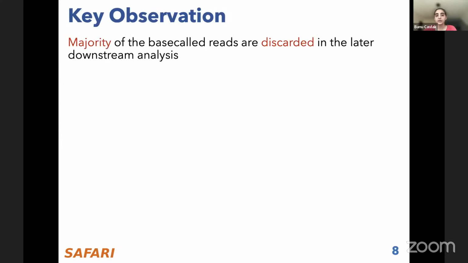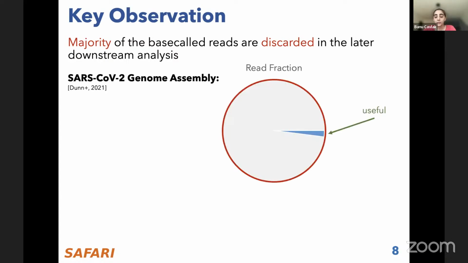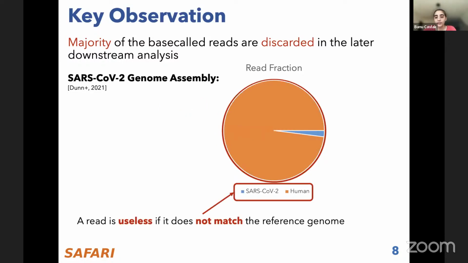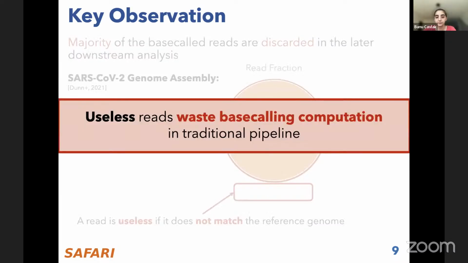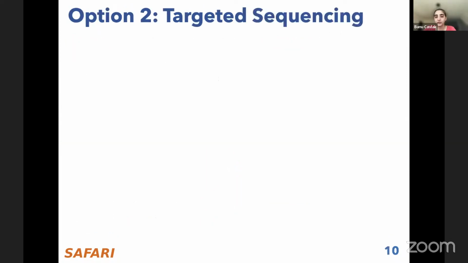But our key observation in this work is that the majority of these basecalled reads are discarded in the later steps of the downstream analysis. One example application is SARS-CoV-2 genome assembly, where less than 1% of the reads are useful, while the entire read set is processed. Typically, the reason why 99% of the reads are useless is that they do not match the reference genome that is targeted by the application, which is the SARS-CoV-2 reference genome in this use case. That's why we say that useless reads waste a significant amount of basecalling computation in the traditional pipeline.